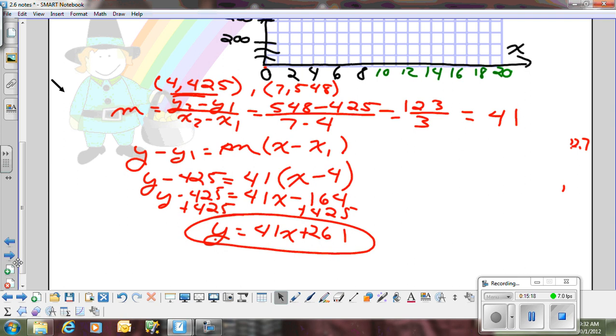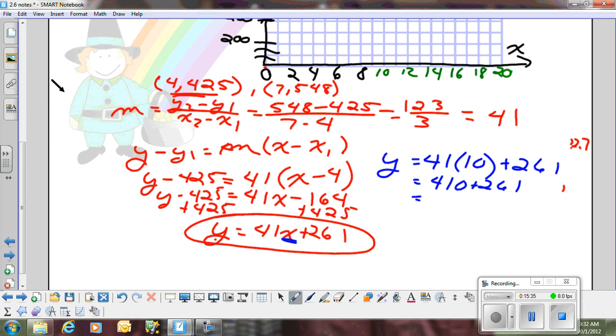So to do that, I'm going to substitute 10 in for my x. So I get y equals 41 times 10 plus 261. 410 plus 261 equals 671. Well, my estimate must have been a little off. Which one's probably going to be more accurate?